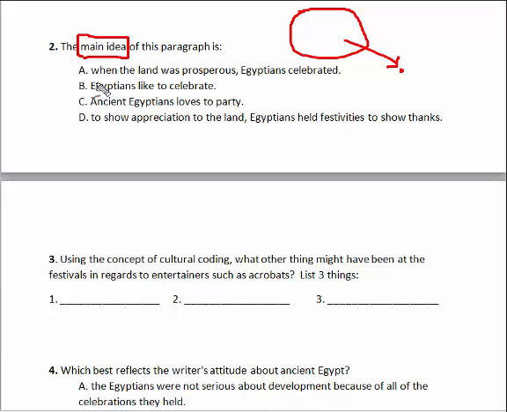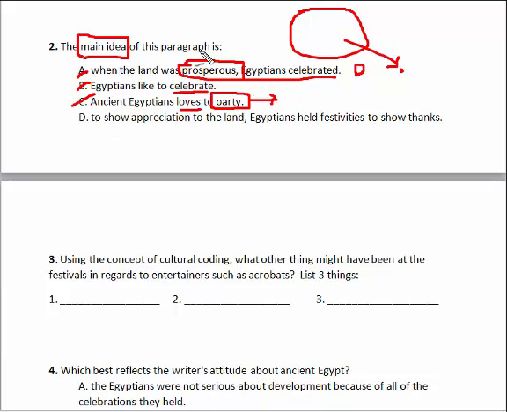Let's take a look at A. A. When the land was prosperous, Egyptians celebrated. Does it ever say that they were celebrating the prosperity? No, they never say that. They say that they celebrated to honor nature. Nature brings good, nature brings bad. This is what's called a distortion. It twists the words around. It's wrong. B, Egyptians like to celebrate. That doesn't say anything about honoring nature, so that is basically just flat out wrong. C, ancient Egyptians love to party. They are turning this around and saying a celebration or festival is a party, and that is a distortion. The reason that they celebrate or have a festival is not because they love it, but because they are honoring nature. They miss the key components, so that's going to be wrong.